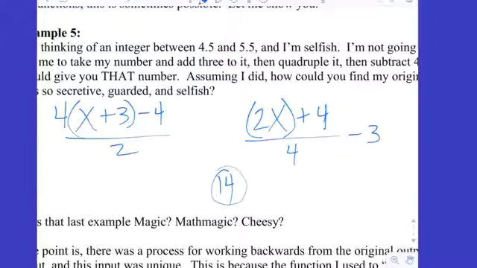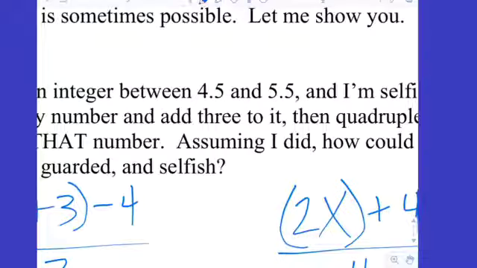Did anyone know what it was right away? How'd you know, Tillman? Oh, you just knew it. Oh, okay, good, good. No one thought that the only integer between 4.5 and 5.5 is 5?